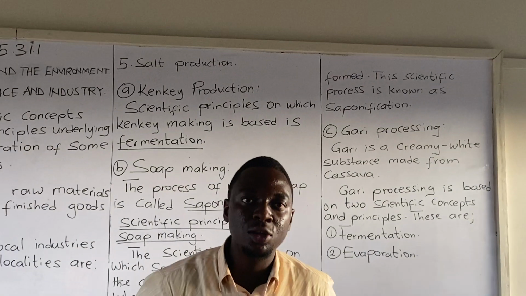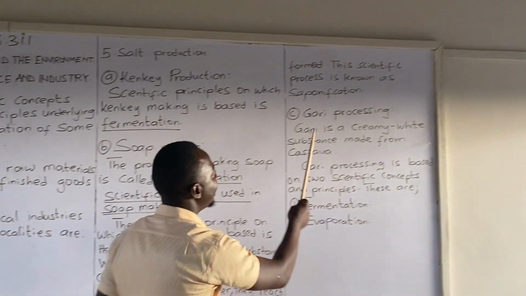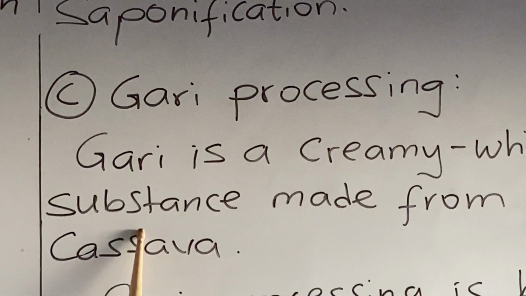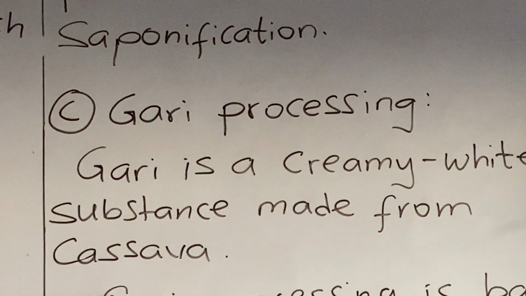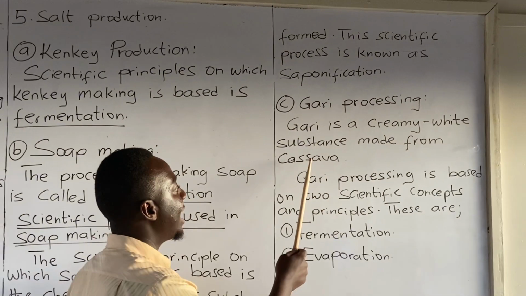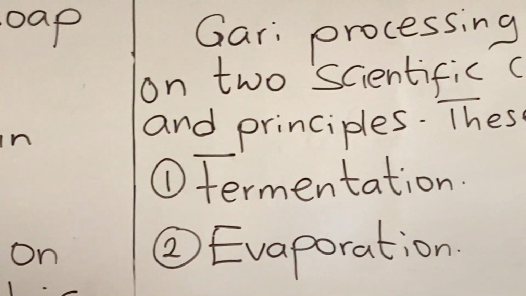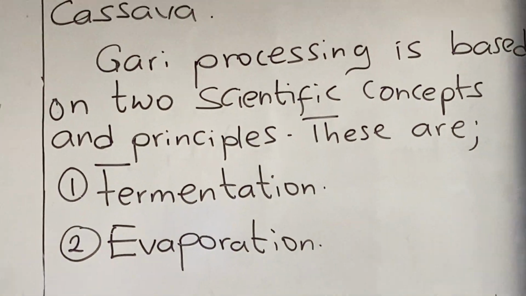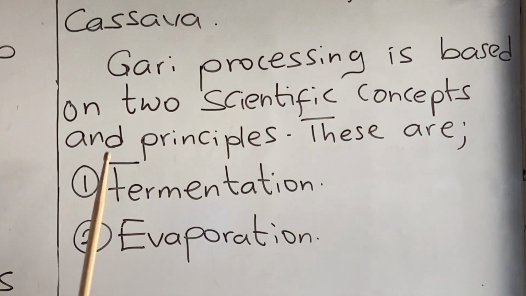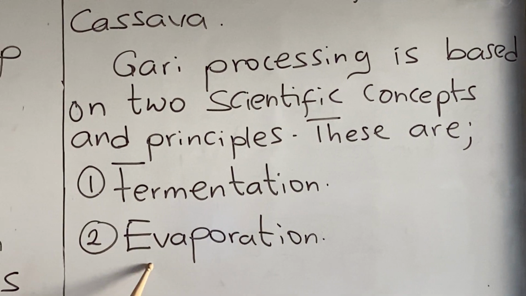Let's look at the next local industry and the scientific principle used there. That is the garri processing. Garri is a creamy white substance made from cassava. So the raw material that we use to make garri is cassava. Let's look at the scientific principles that are being used at the garri processing industry. Garri processing is based on two scientific concepts and principles. These are fermentation and evaporation.